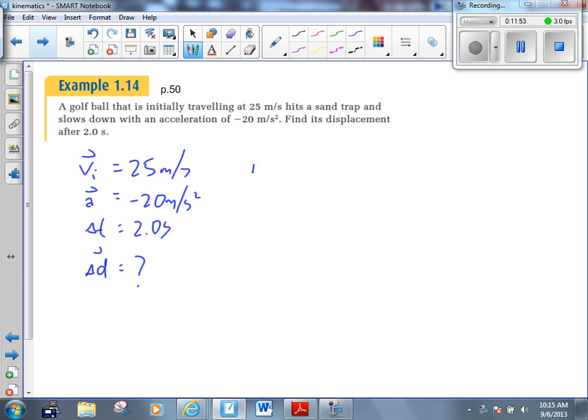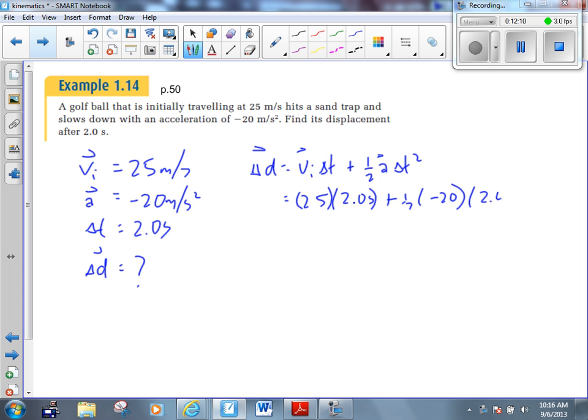2 says D is equal to VIT plus 1/2 AT squared. We got 25 meters per second times a time of 2.0 seconds. Now you got to be really, really careful here with this one. 25 times 2 is 50. Let's do it in steps here. 25 times 2 is 50. 2 squared is 4, times 20 is 80, times 1/2 is 40.